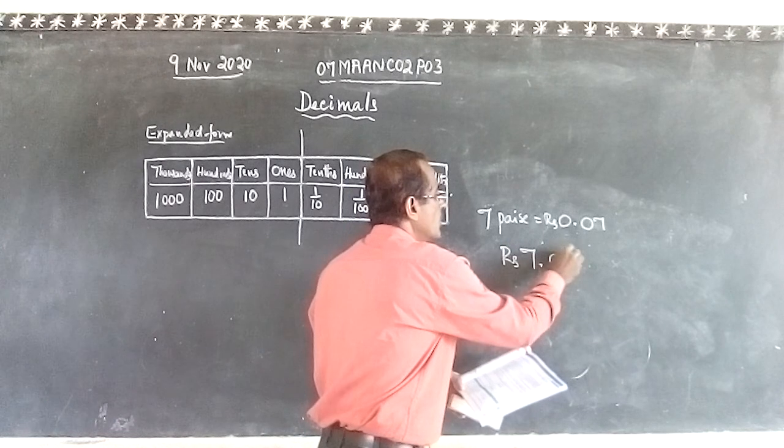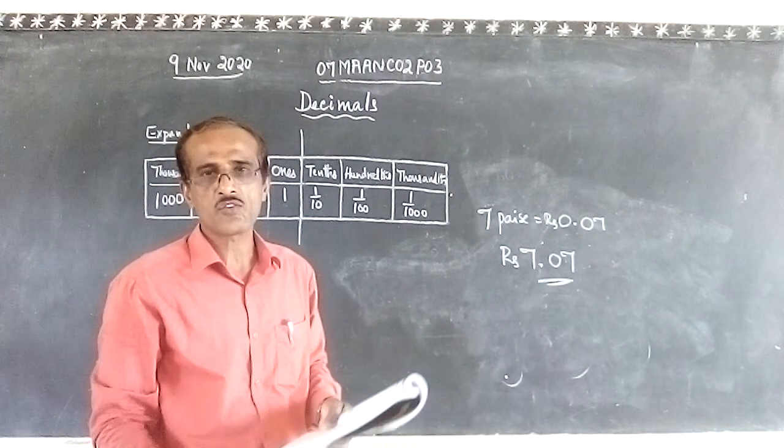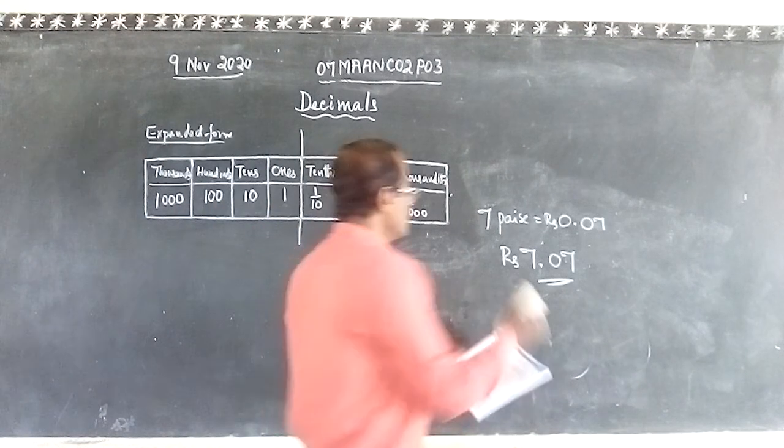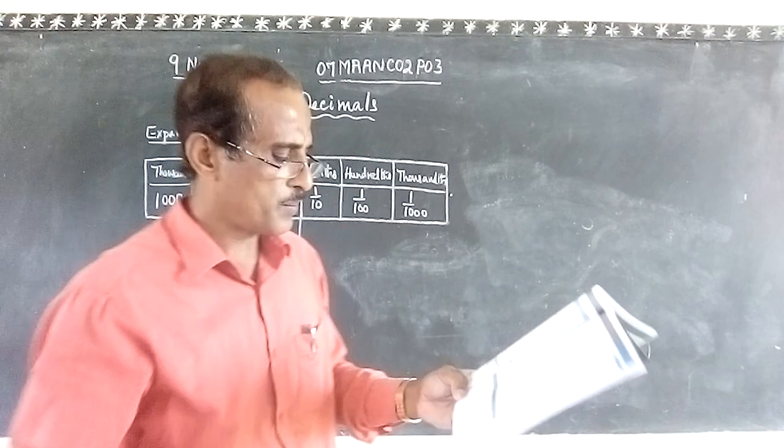7 paisa, 0.07. 7 rupees 7 paisa, like this you will write. Next, look at the examples. Many examples are there. You have to write that example.